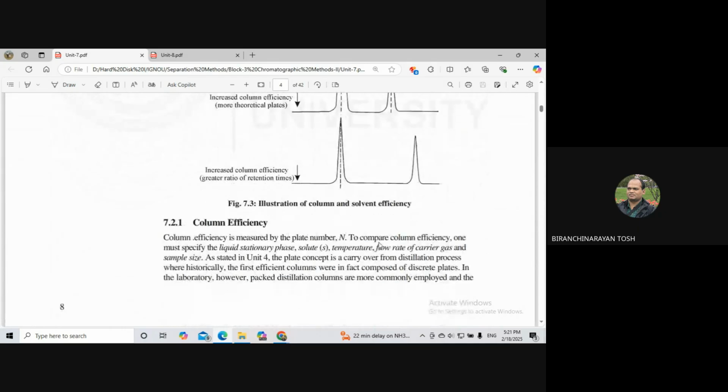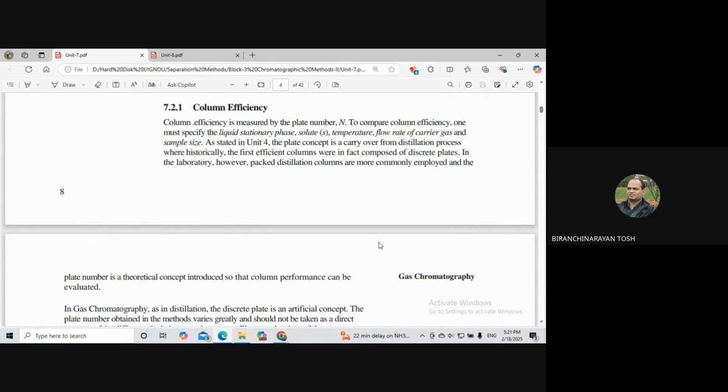Okay, then in detail we will discuss the column efficiency. The column efficiency is measured by the plate number n. To compare column efficiency, one must specify the liquid stationary phase, solute, temperature, flow rate of carrier gas, and sample size. As stated earlier in Unit 4, the plate concept is a carryover.